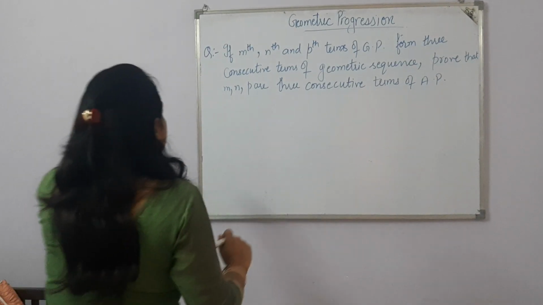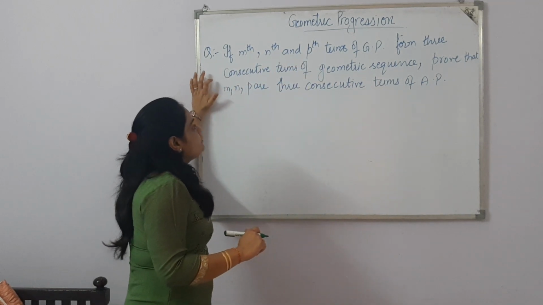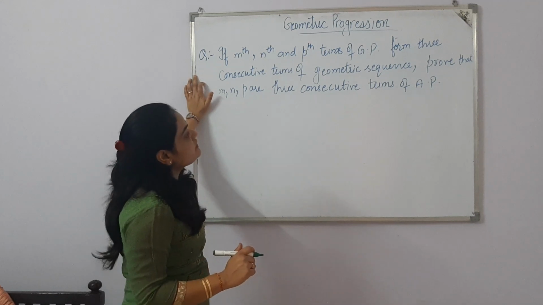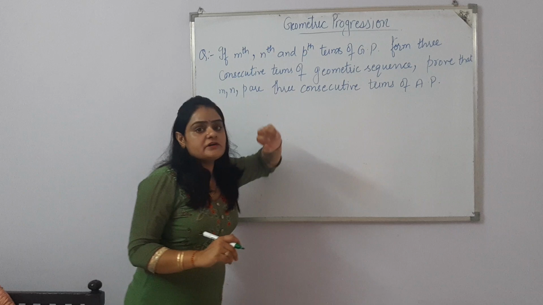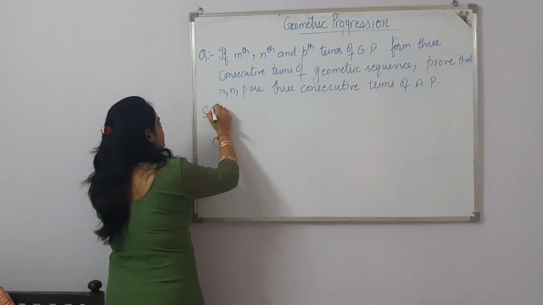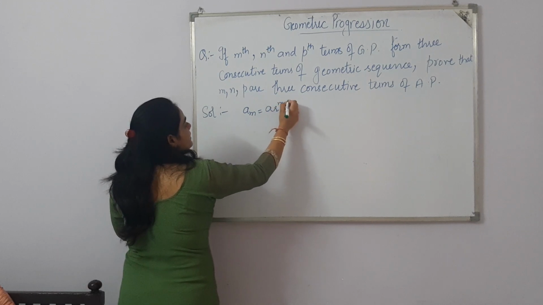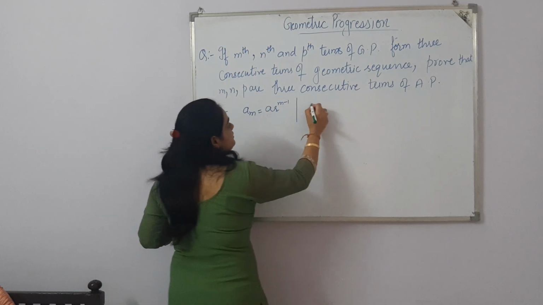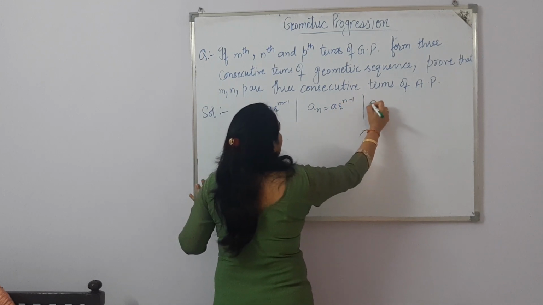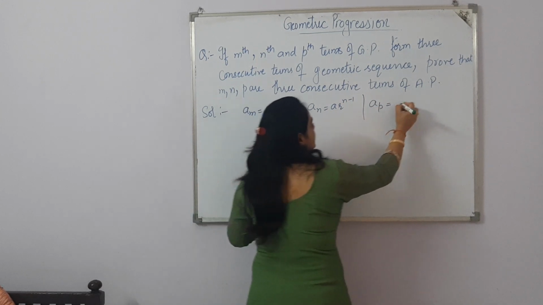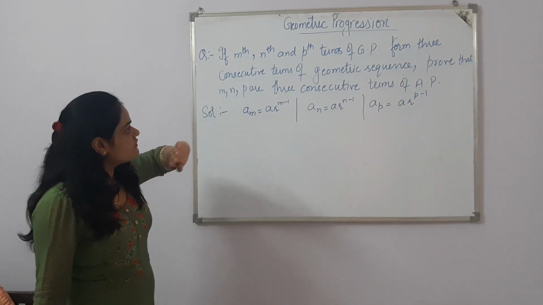Now the next question is, if the mth, nth and pth terms of a GP form three consecutive terms of a GP. The first line is saying, this is the mth term, nth term and pth term of a GP. The mth term is am, which is a r raised to power m minus 1. The nth term of GP is an, which is a r raised to power n minus 1. And the pth term of GP is ap, a r raised to power p minus 1. These are the three terms of GP.